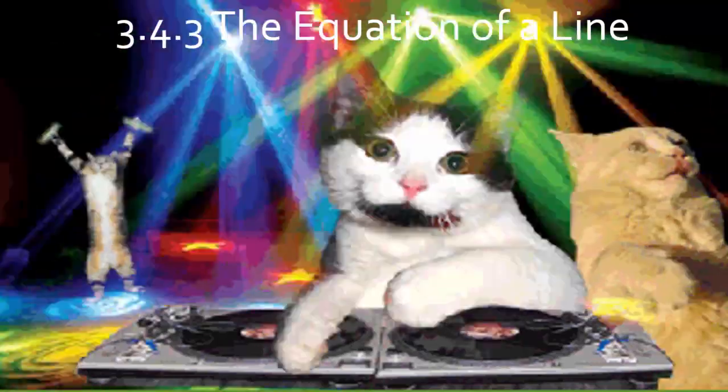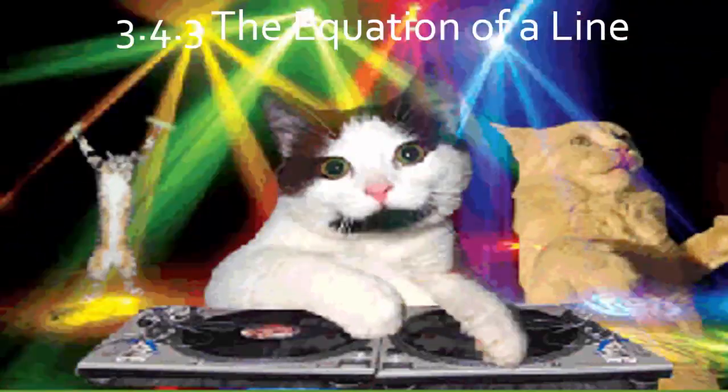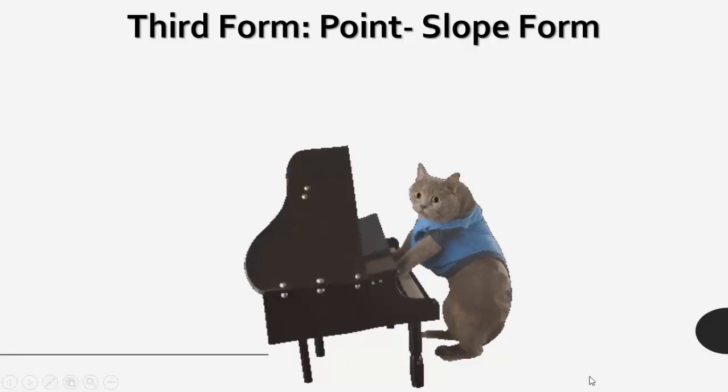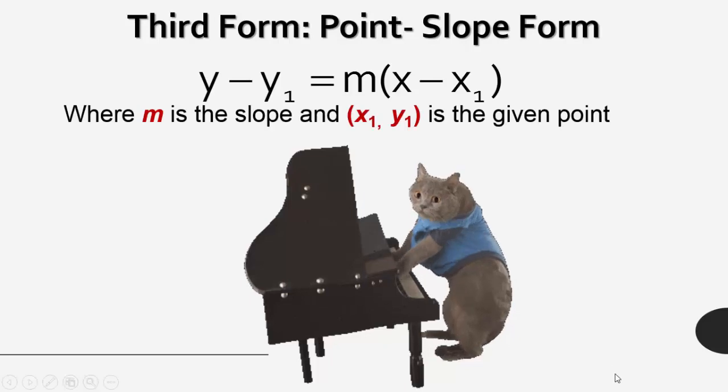Welcome to Chapter 3.4, Part 3, The Equation of a Line. The third form is called the point-slope form. This is an alternative method to the slope-intercept form. In this form, we have y minus y1 is equal to m times the quantity x minus x1, where m is the slope and (x1, y1) is the given point.